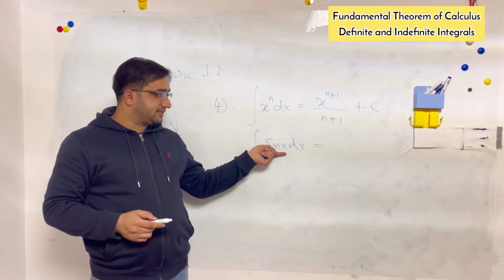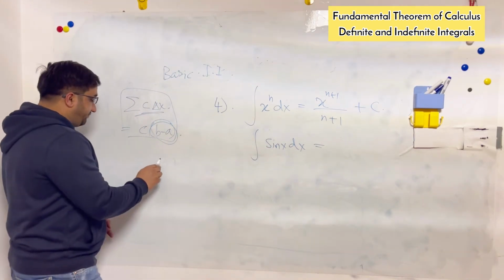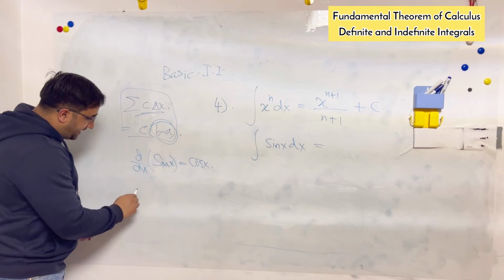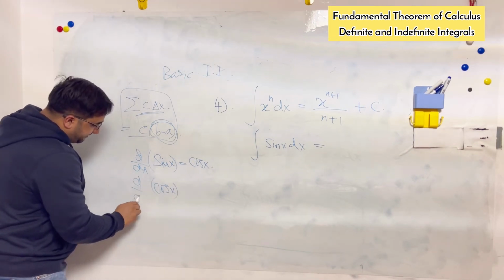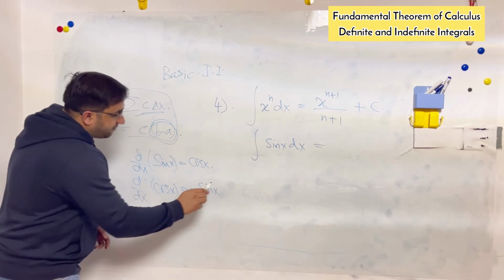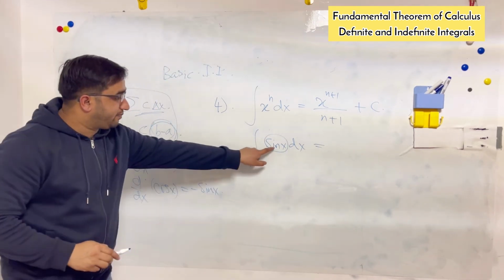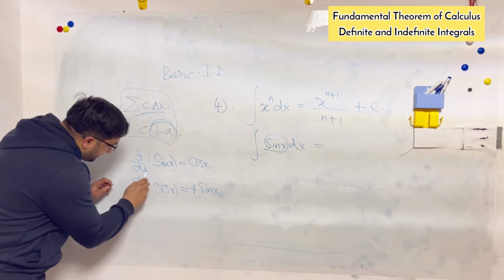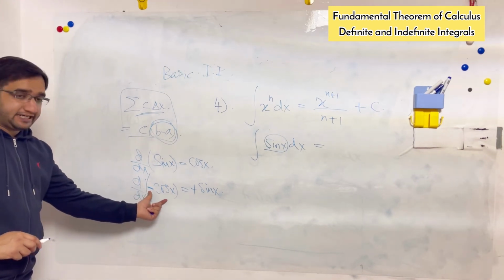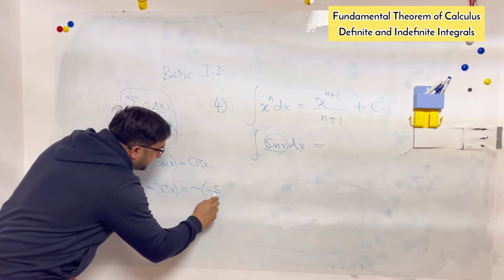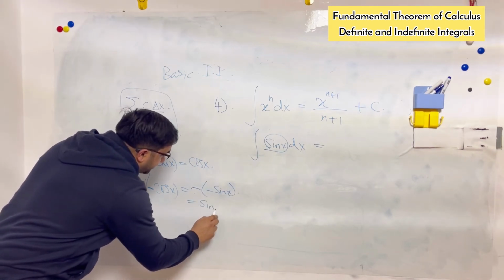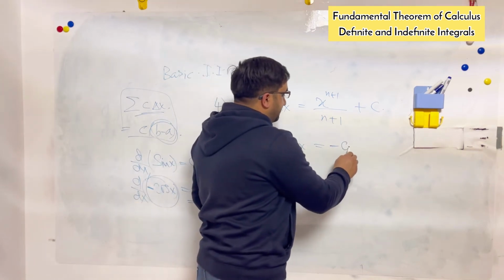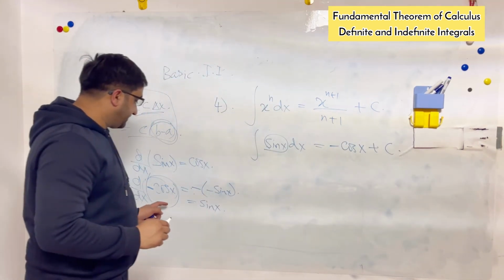So in the case of sin x, the derivative of sin x is what? It is cos x. And the derivative of cos x is minus sin x. But I need a positive sin x. To get a positive sin x, I need something here so that this should be positive. If I take negative cos x, then the derivative of negative cos x will be negative into negative sin x, and it will become positive sin x. So the actual f of x, the antiderivative, will be minus cos x plus the constant of integration. Do you get it?